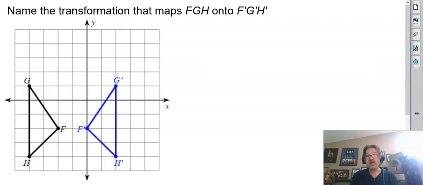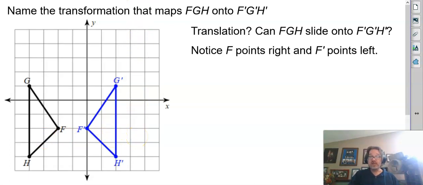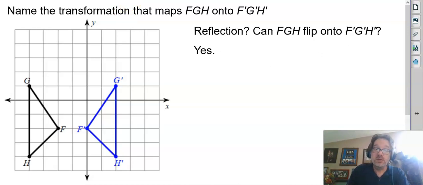How about this one? What is used to transform FGH right here in black to F prime, G prime, H prime? I check, is it a translation? Can I slide the black one over so it's on the right, the blue one? And that answer is no, because here's F prime. If I slide F so F lines up with F prime, G is not on top of G prime, and H is not on top of H prime. So it's not a translation. I can't slide. Well, can I reflect? Can I take the black one and flip it over onto the blue one?